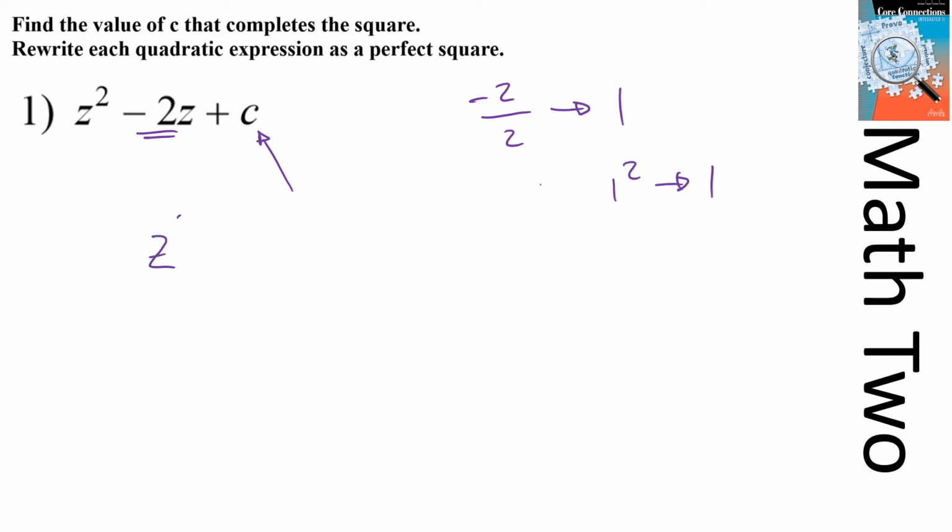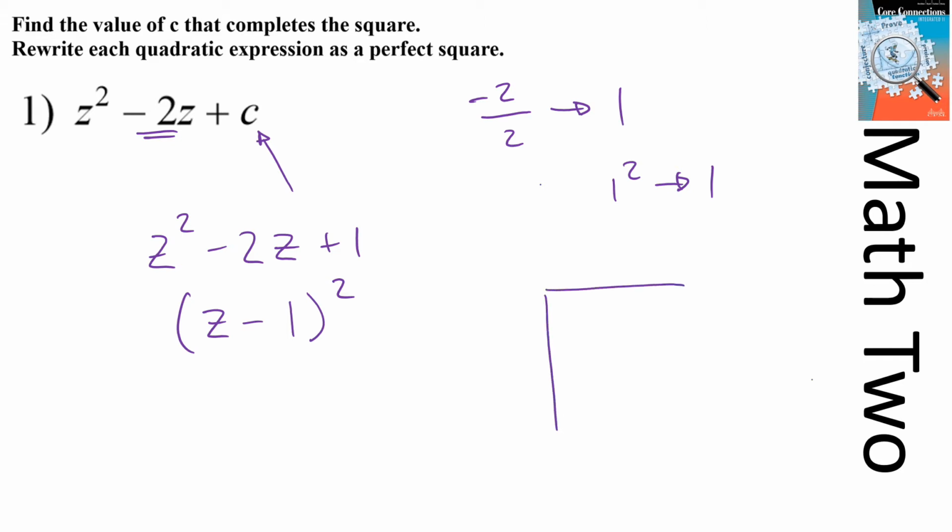So z squared minus 2 times z plus 1 is a perfect square polynomial, perfect square quadratic. And if I was to write that in the perfect squared form, it would be z minus 1 quantity squared. Now it's kind of useful when you're doing this to occasionally just go ahead and generate a generic area model and verify that what you've gotten is indeed the correct factored form.